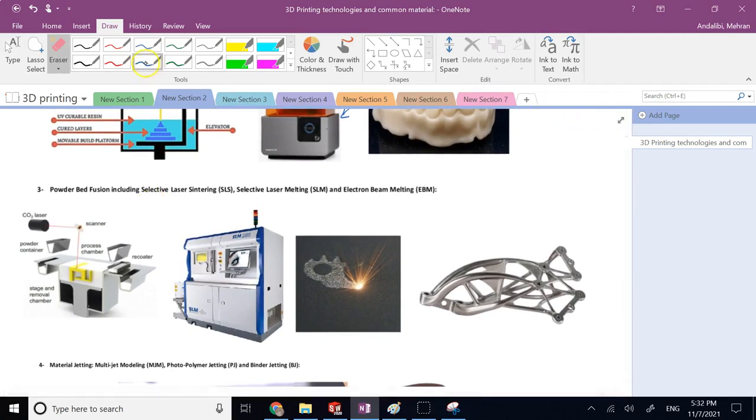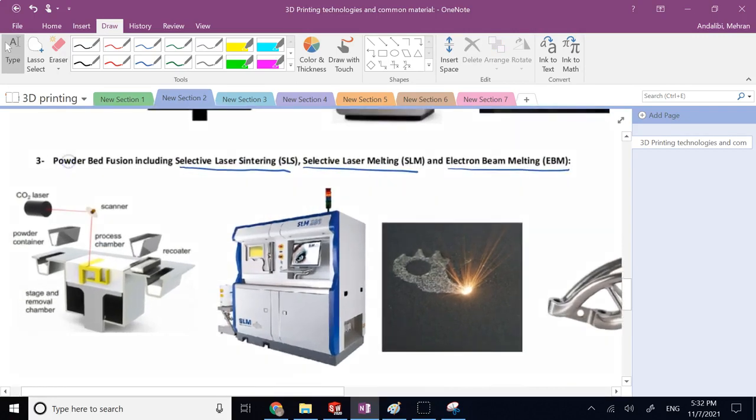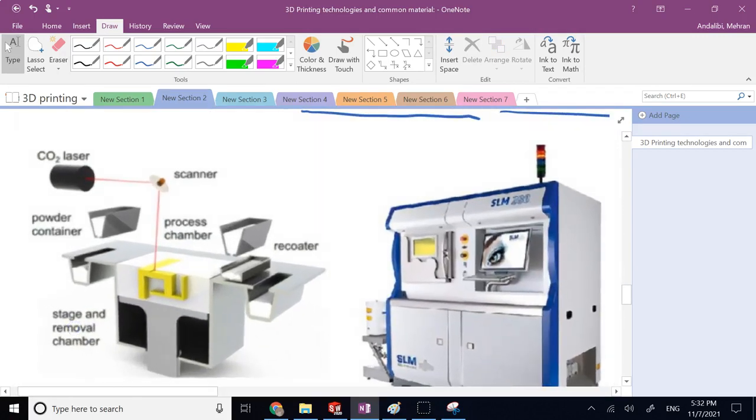SLS stands for selective laser sintering, SLM is selective laser melting, and EBM is electron beam melting. So what's special about this? What you have here is basically a powder container. Here you are dealing with powder of the material. It is powder of solid material, not like FDM where you deal with spools. Here the material is pulverized already, it's in powder form.